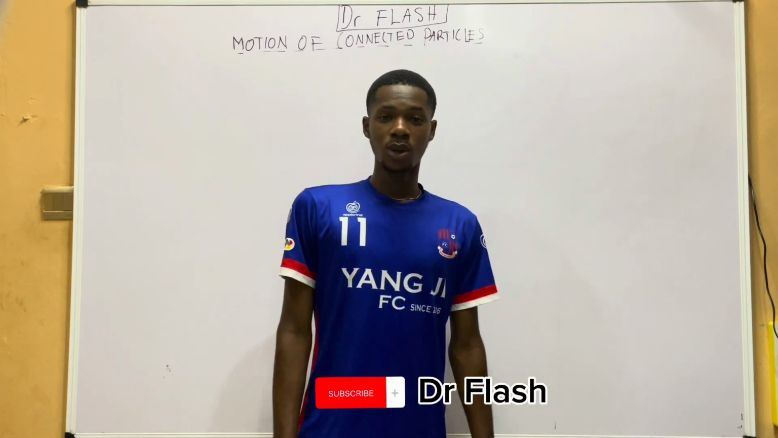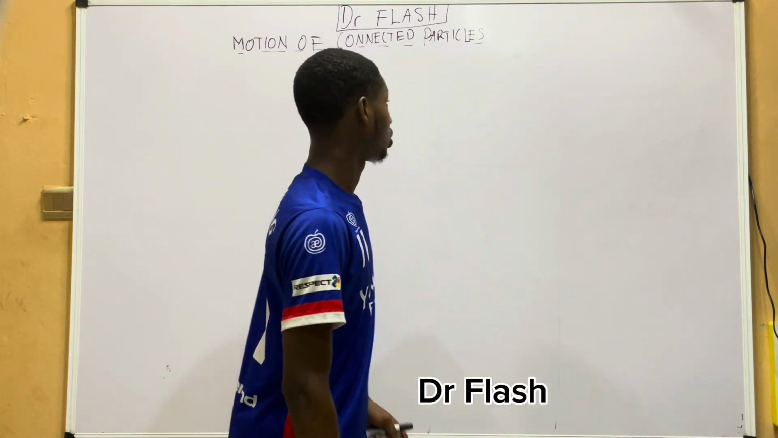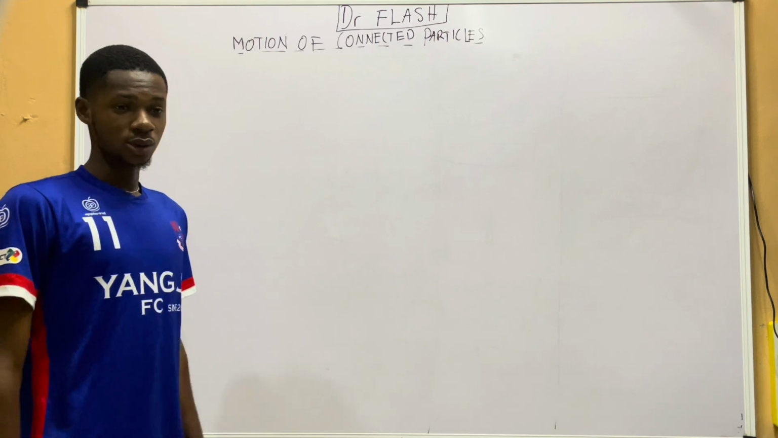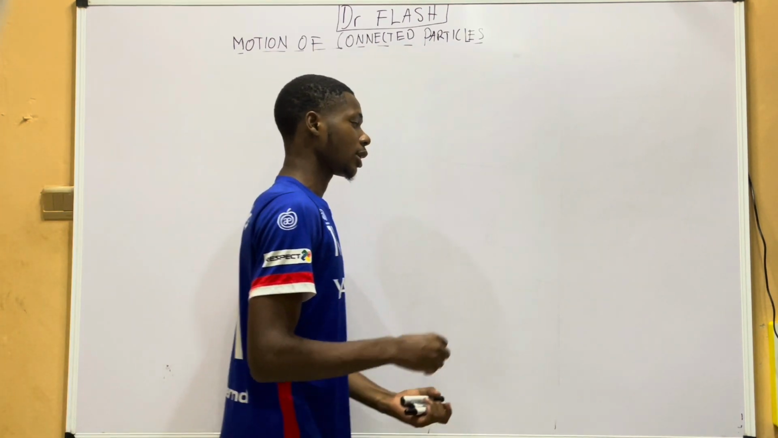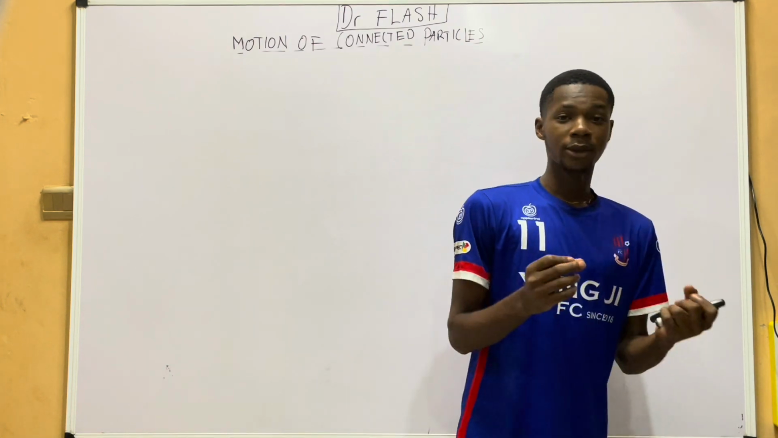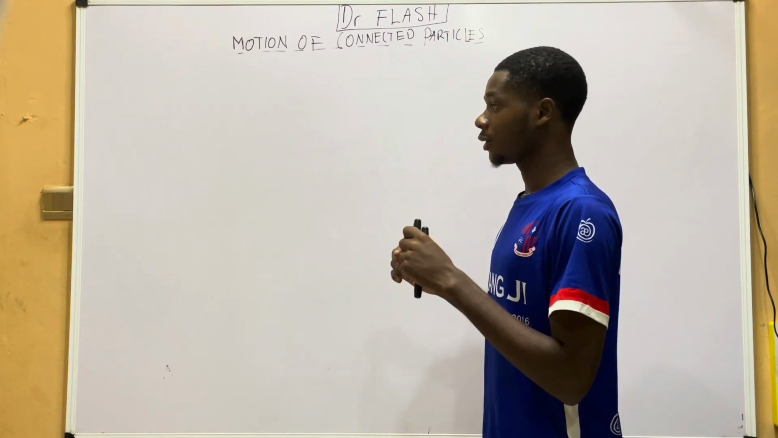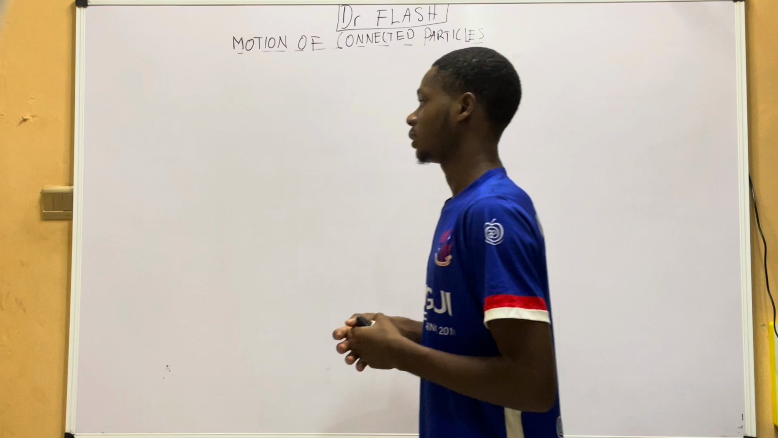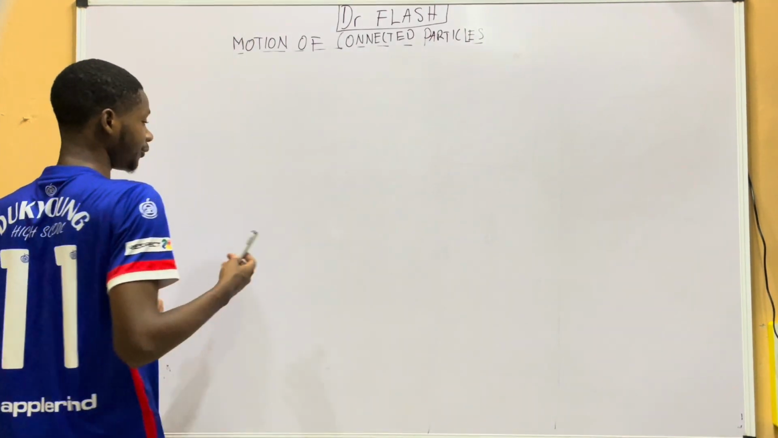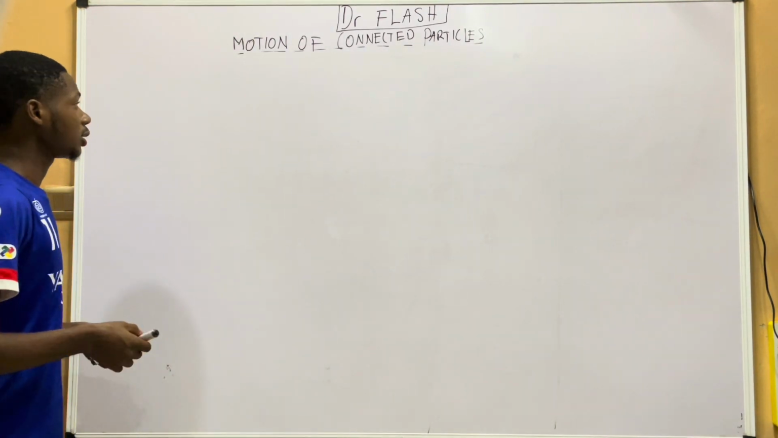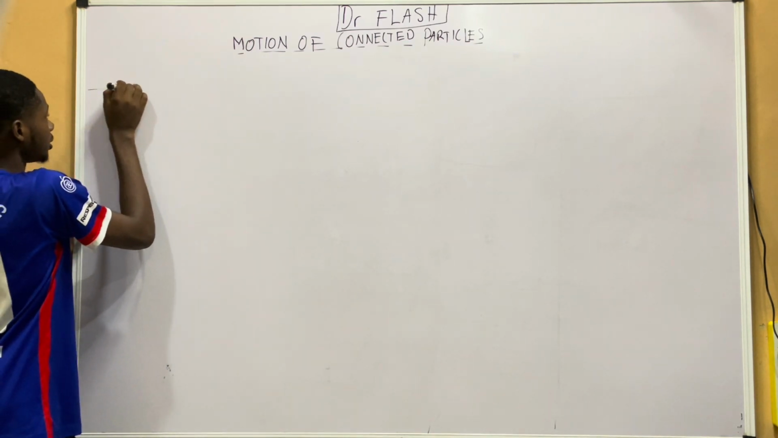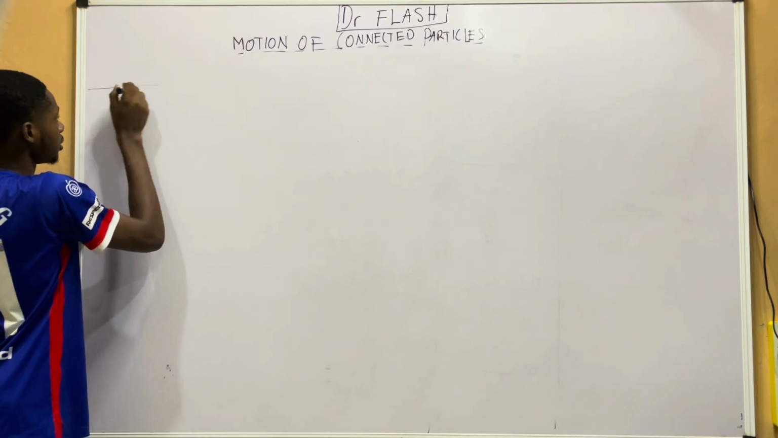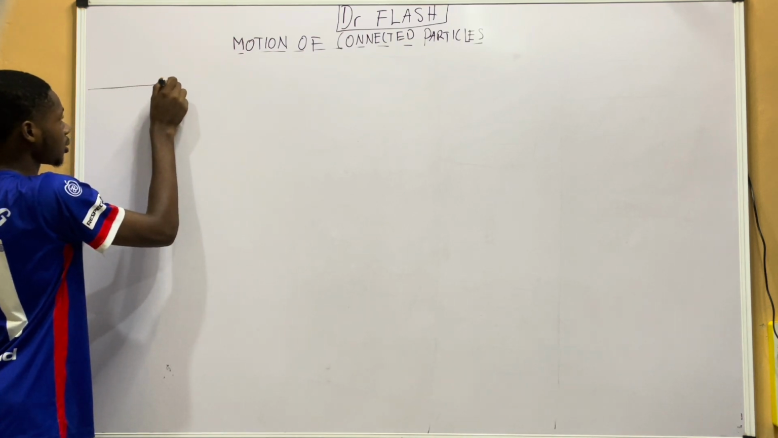In this video, we're going to be talking about the motion of connected particles. We're going to be talking about how particles behave when they are being connected, usually via a string, and in different positions and different forms and inclinations as well. I'm going to be starting with something easy, and this is what we call a block and tackle system.